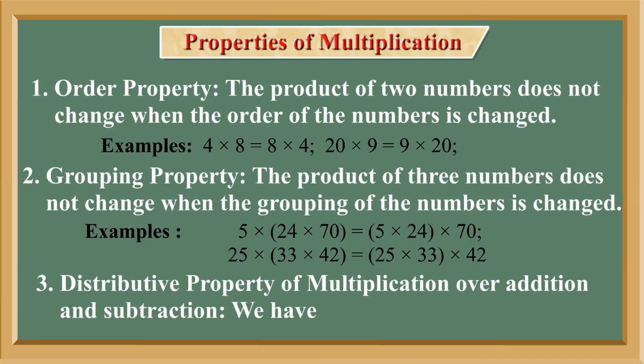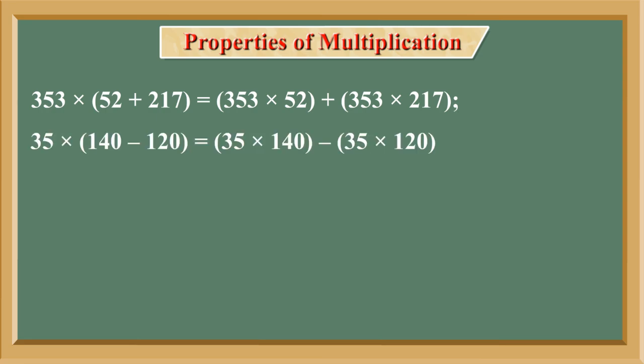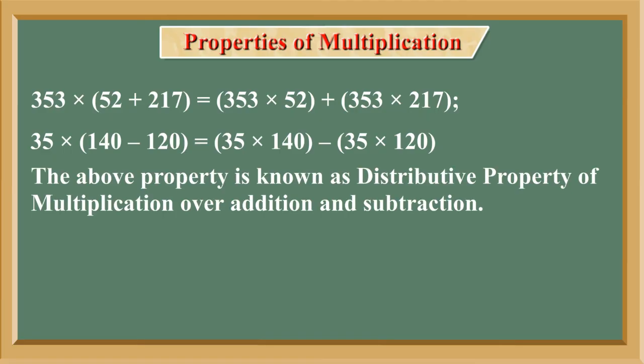3. Distributive property of multiplication over addition and subtraction. We have 353 multiply 52 plus 217 equal to 353 multiply 52 plus 353 multiply 217. 35 multiply 140 minus 120 equal to 35 multiply 140 minus 35 multiply 120. The above property is known as distributive property of multiplication over addition and subtraction.